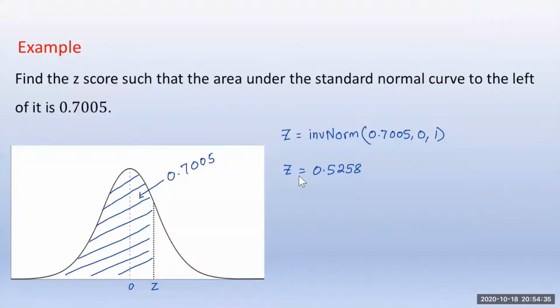So using the TI-84 calculator, we got the value of z that is equal to 0.5258, a positive value because it is on the right of the mean.